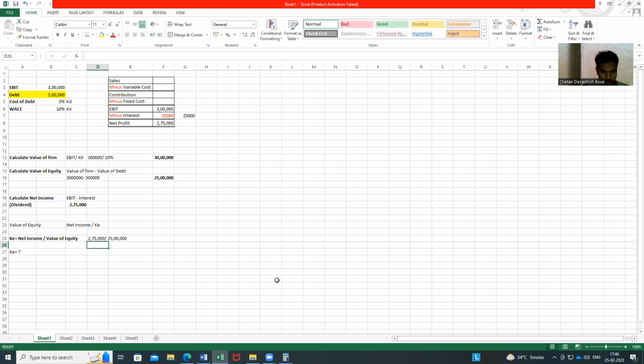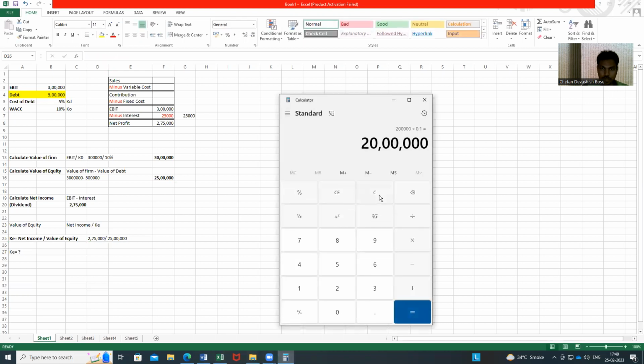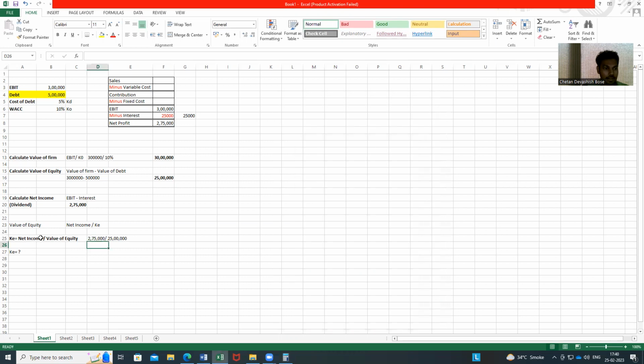Let us see what is the amount. What is the figure that we are going to receive? It's 2,75,000, and then it has to be divided by 25. Okay. Now I'm getting 0.11. Remember, whenever we write KD, that is cost of debt, or KO, that is weighted average cost of capital, we always write in percentage. So आखिर में, it's very important that we multiply this whole formula with 100.